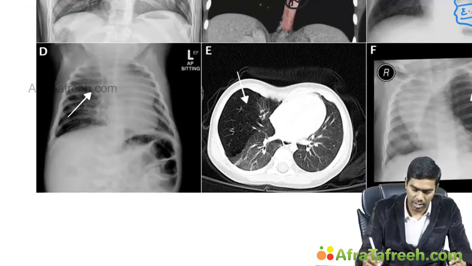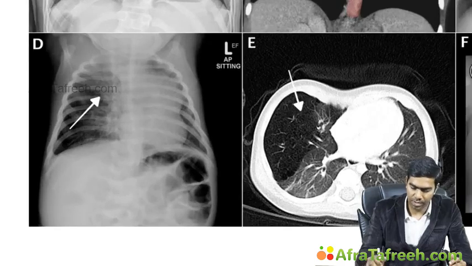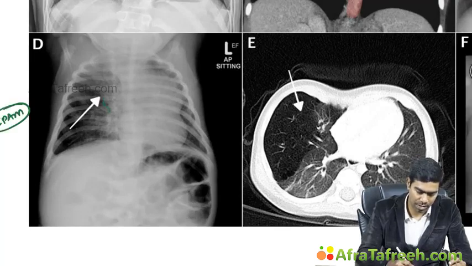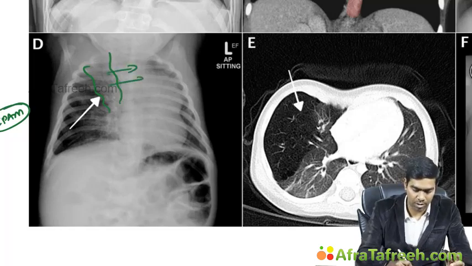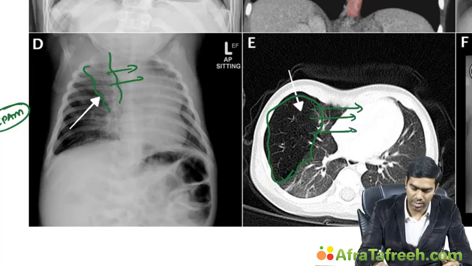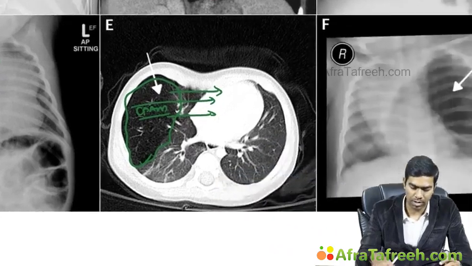Now you can see another example of CPAM. This is a typical example of a congenital pulmonary airway malformation where you can see a structure which is actually pushing the mediastinum to the other side. You can see the CT of the same child also, which typically shows a CPAM. This is the congenital pulmonary airway malformation that is pushing the mediastinum to the other side.